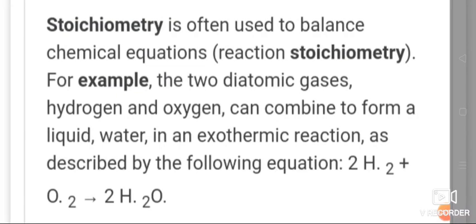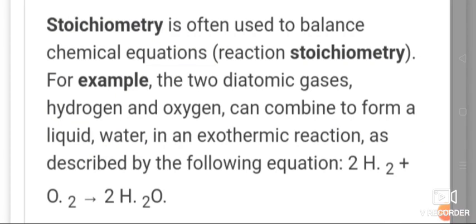2 moles of hydrogen react with 1 mole of oxygen to give 2 moles of water. At the same time, you know that 1 mole is equal to the atomic mass of a particular element. So here, instead of mole, you can use the word gram also. 2 gram of hydrogen reacts with how much gram of oxygen?